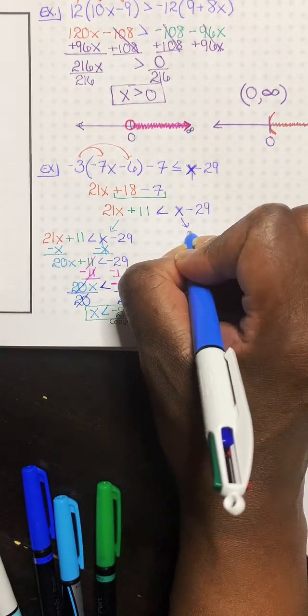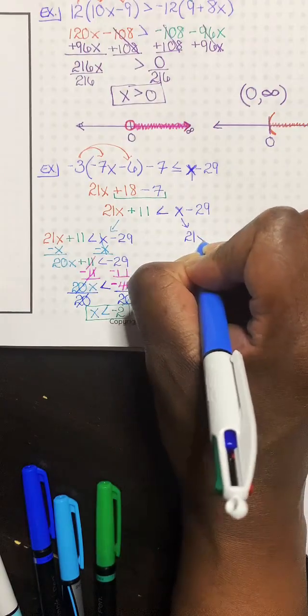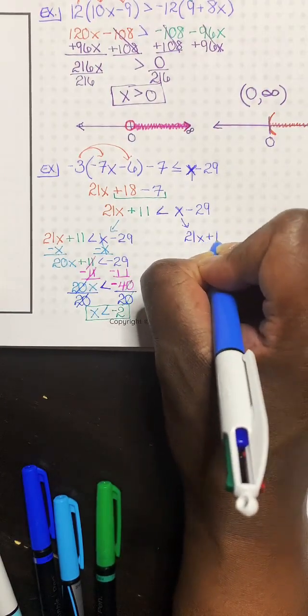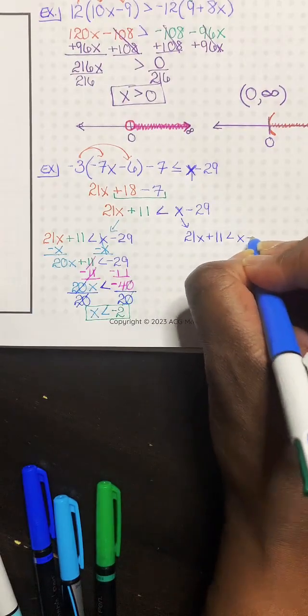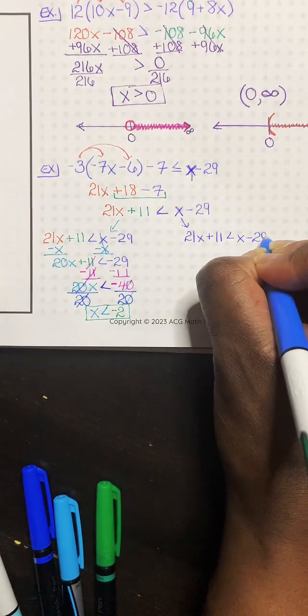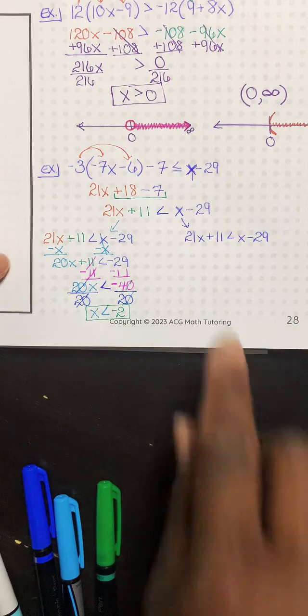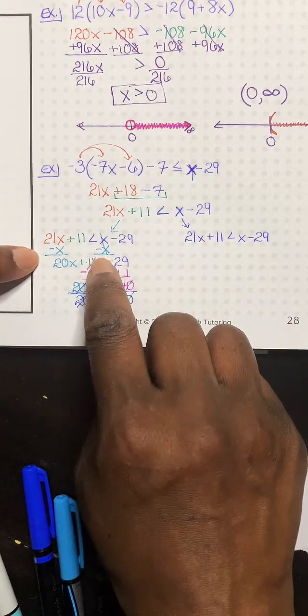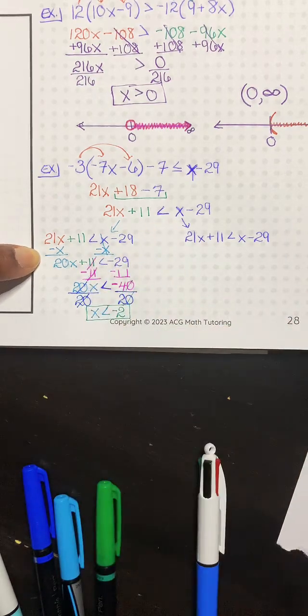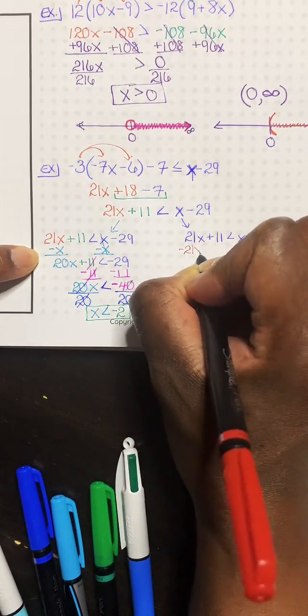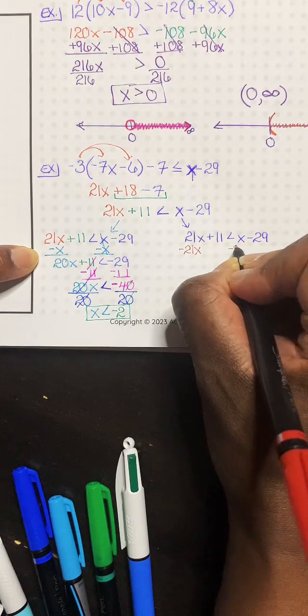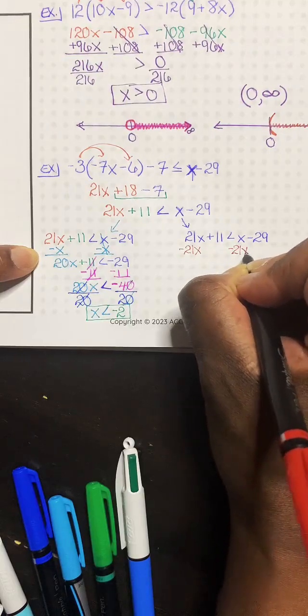So if I rewrite it, it's going to be 21x plus 11 is less than x minus 29. All right, so this time we subtracted x. This time I'm going to subtract the 21x.